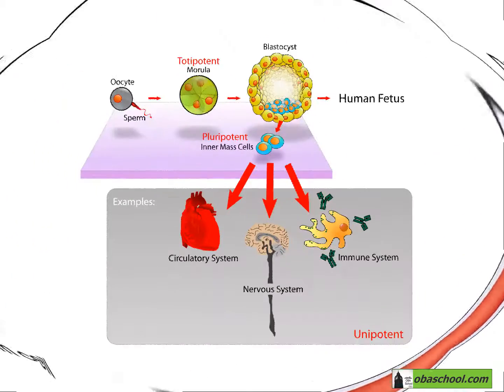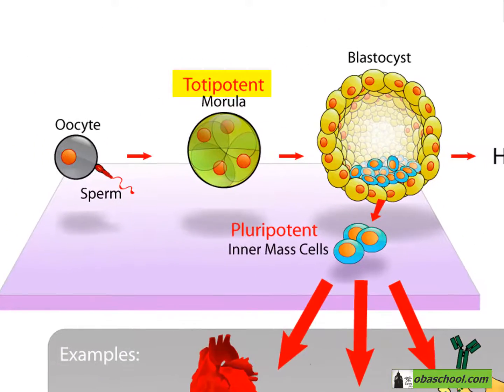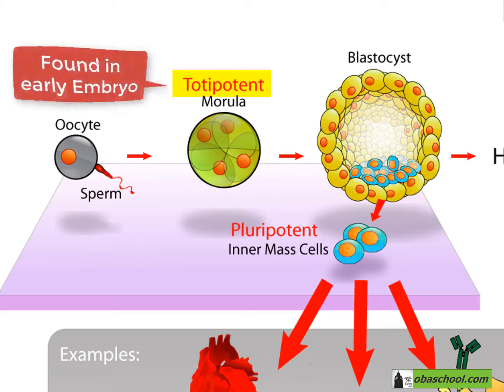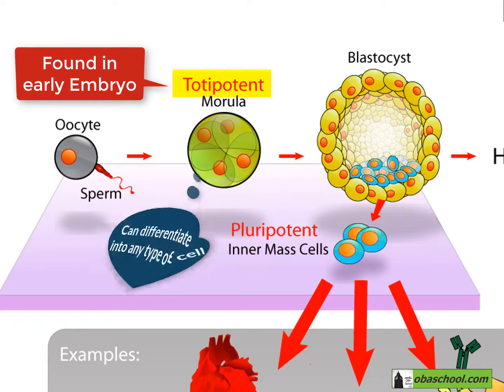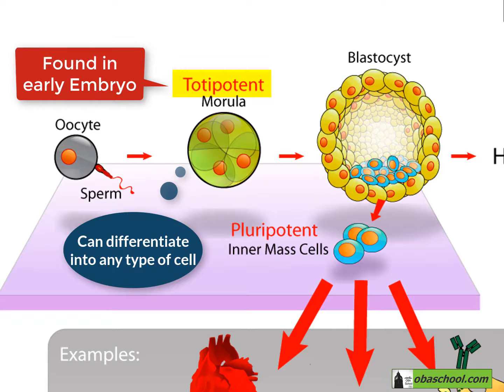The first type is the totipotent stem cells. These are found in the early embryo and can differentiate into any type of cell.